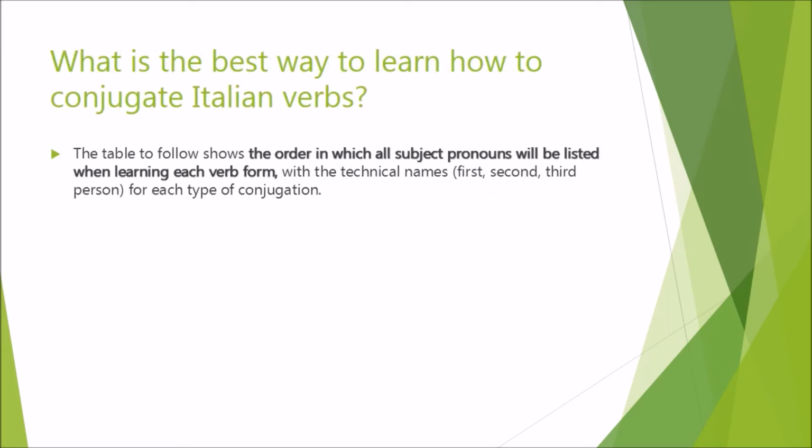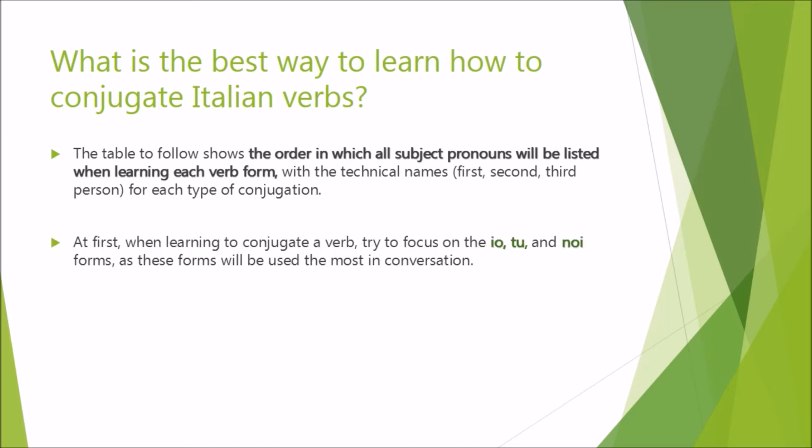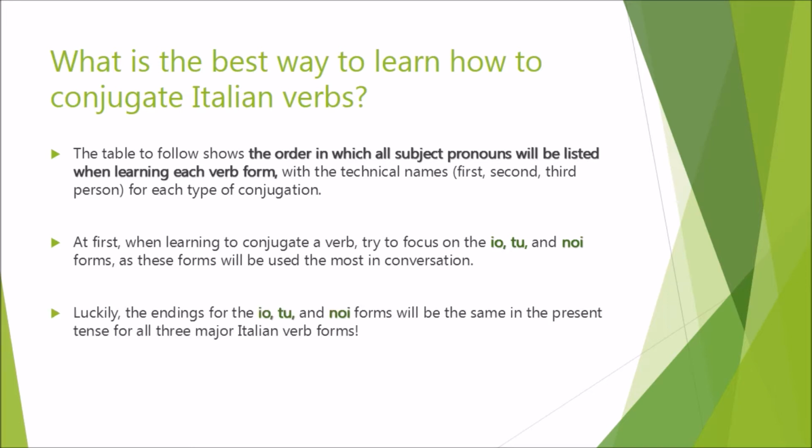The table to follow shows the order in which all subject pronouns will be listed when learning each verb form, with the technical names, first, second, third person, for each type of conjugation. At first, when learning to conjugate a verb, try to focus on the io, tu, and noi forms, as these forms will be used the most in conversation. Luckily, the endings for the io, tu, and noi forms will be the same in the present tense for all three major Italian verb forms.